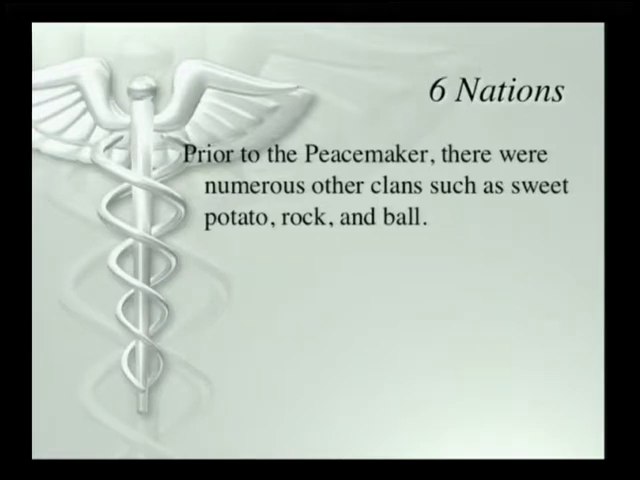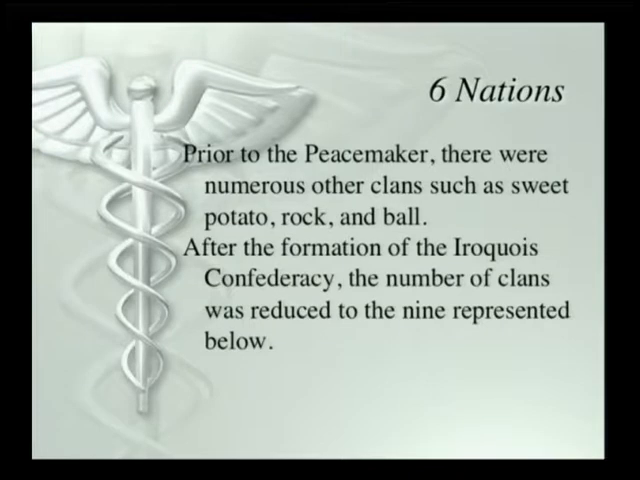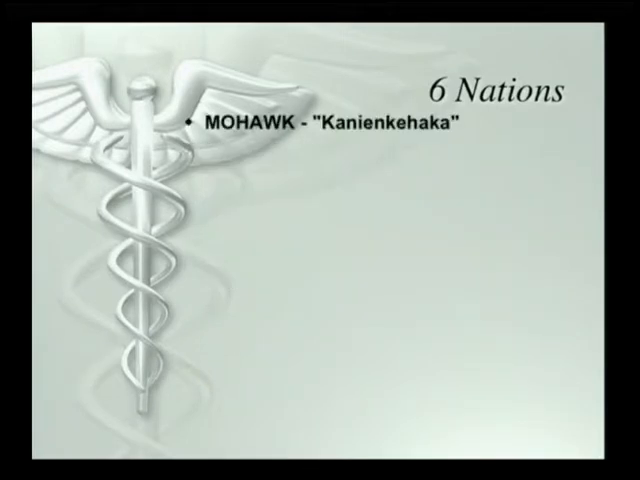So prior to the Peacemaker, there were numerous other clans, such as Sweet Potato and Rock and Ball clan. After the formation of the Iroquois Confederacy, the number of clans was reduced to 9, basically the 3 elements and the 3 animals related to each element, so the 9 clans.